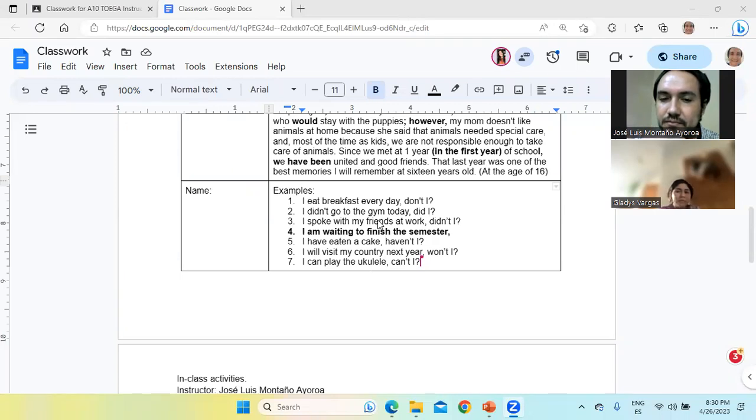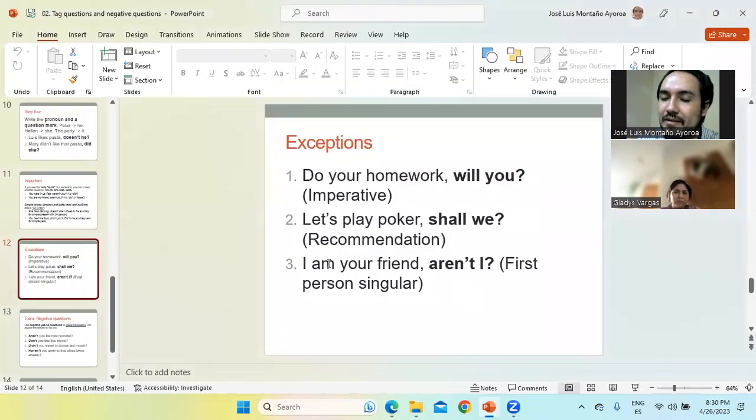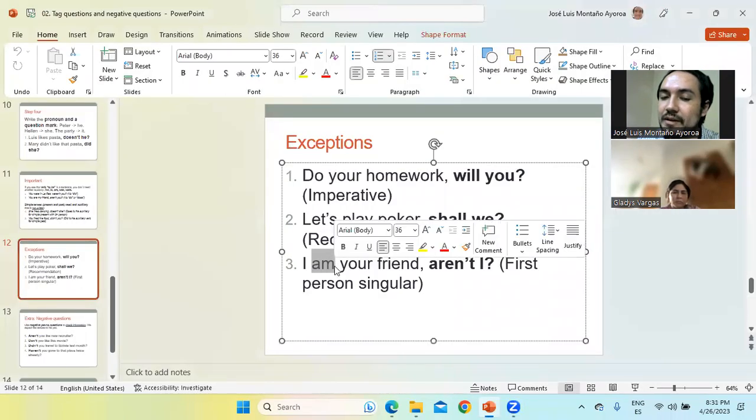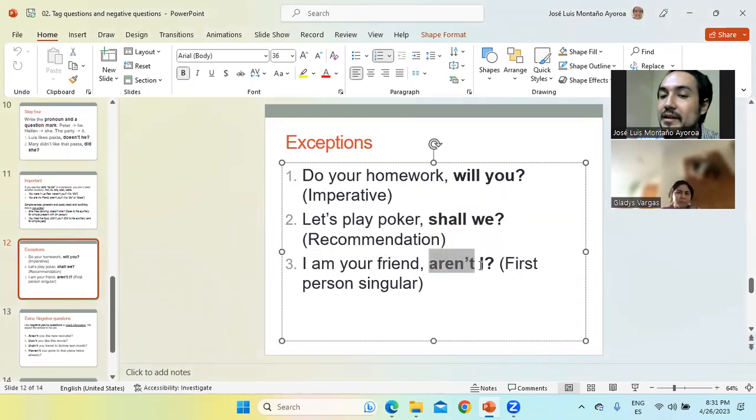Am I? Tell me, Gladys. Am I? But remember, if it's affirmative, what is the exception that we learned? This is the exception. If you see the verb to be, it's affirmative. What is the negative form of the verb to be in tag questions? Aren't I? Okay, so it has to be aren't I. You're going to listen, because there are many ways to say this, Gladys, right? Or am I, they say, right? Or am I, and it's good.